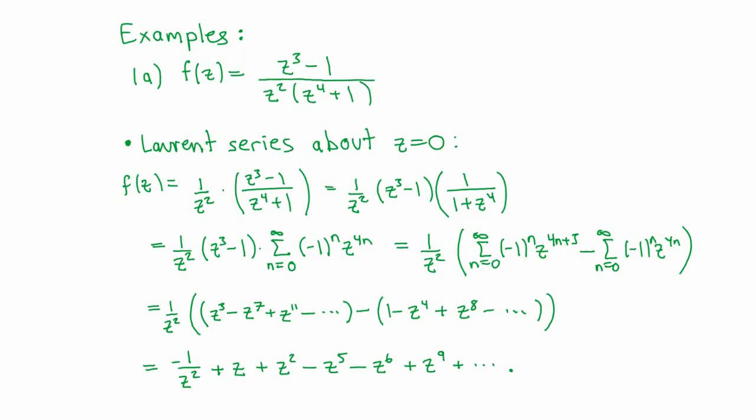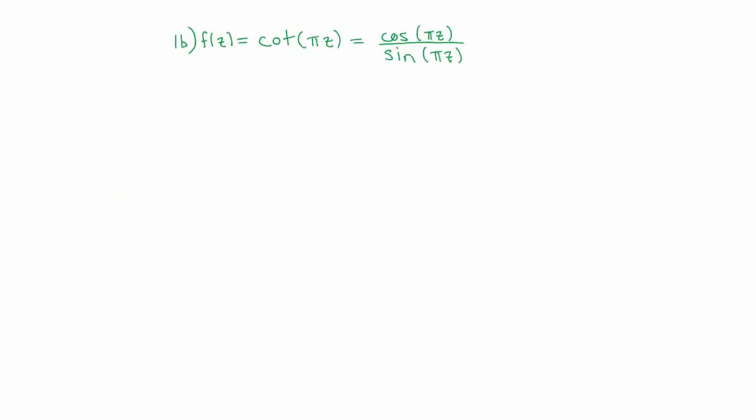That example was a lot of work, but it's pretty typical of what you have to do in order to find the Laurent series expansions of meromorphic functions about their isolated singularities. For the next example, let's consider the function f of z equals cotangent pi z.